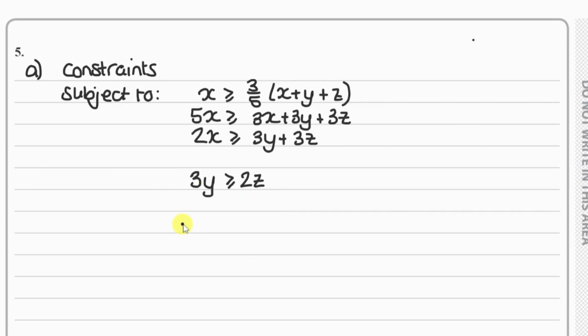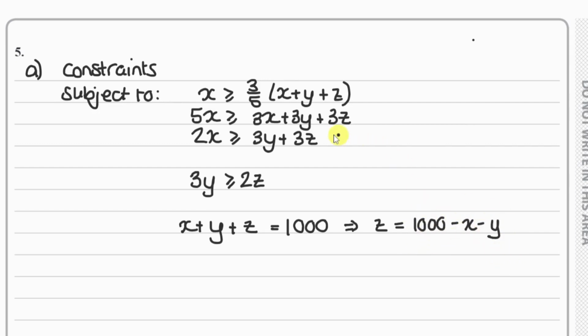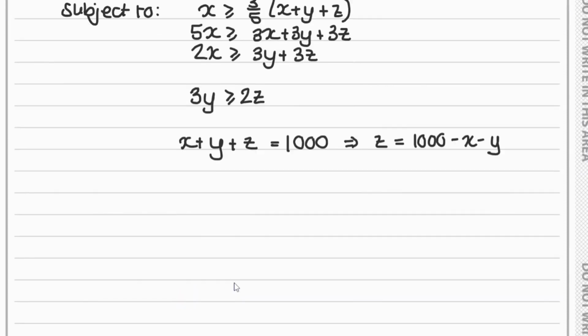So the next one, we know that there must be exactly 1,000. Now this one is slightly odd for a linear programming question because you very rarely are told exactly. You are told it has to be less than or greater than, an inequality. So this is where we're able to unlock and remove the z, because we know that z is 1,000 minus x minus y. Putting this back into the constraints up here, we'll then be able to eliminate z.